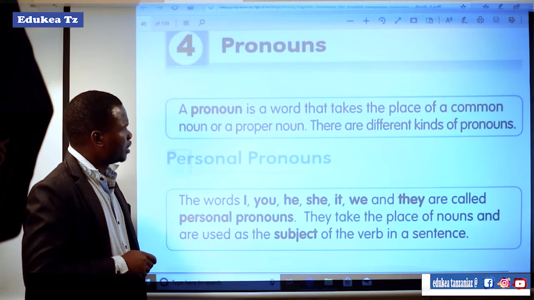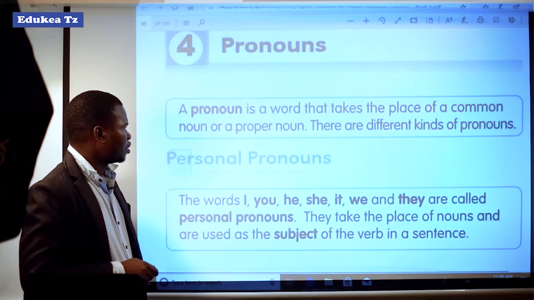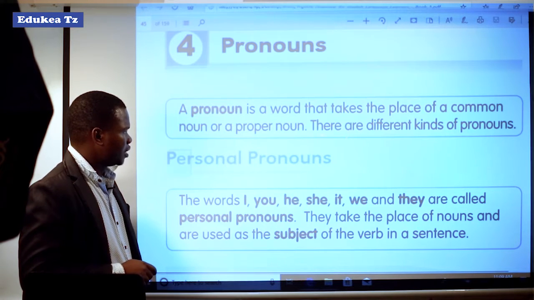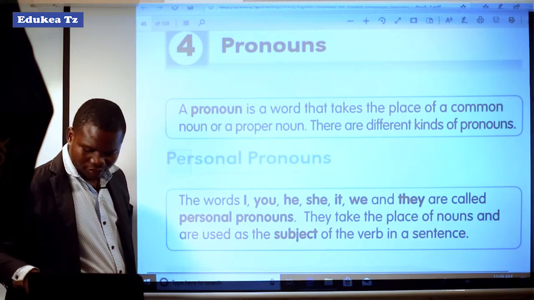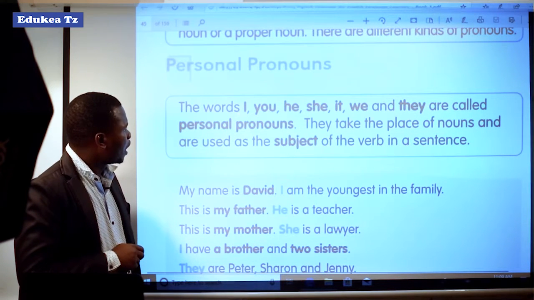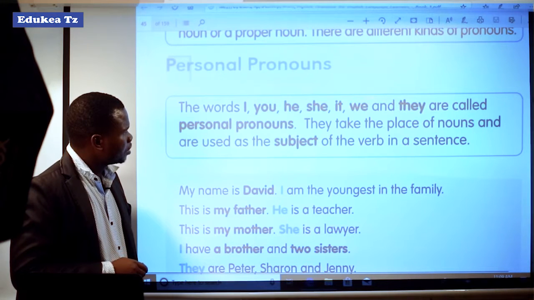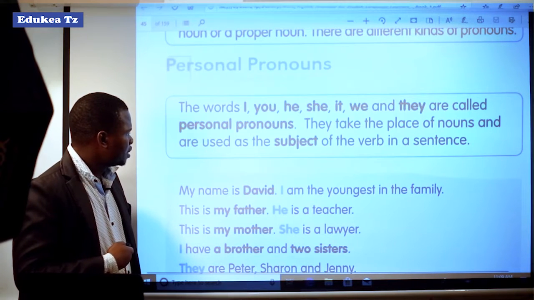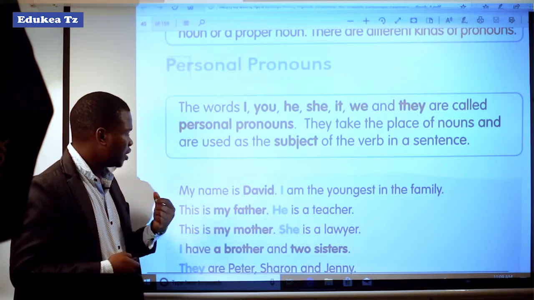A pronoun is a word that takes the place of a noun, normally a common noun or a proper noun. And these words are of different kinds, that is to say, there are different kinds of pronouns, including personal pronouns. And here, these are words like I, you, he, she, it, we, and they. So these words are called personal pronouns. They take the place of nouns, and they are used as the subject of the verb in a given sentence.